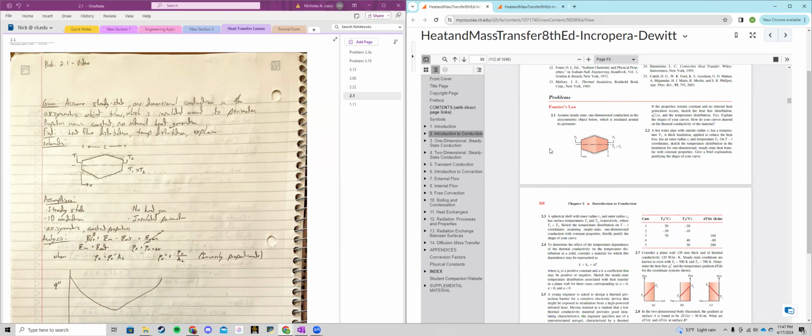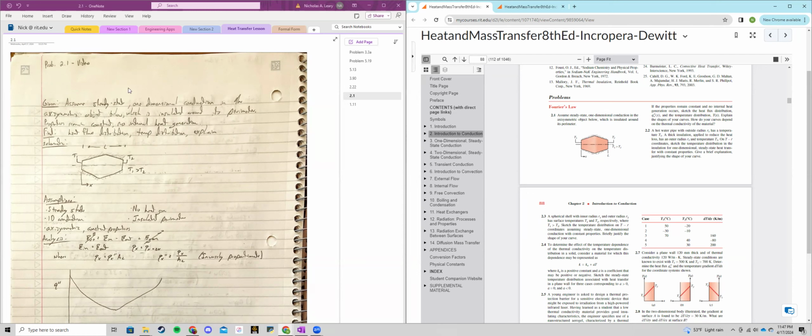So for our problem statement, it says we are assuming steady state one-dimensional conduction in the axisymmetric object below, which is insulated around its perimeter. If the properties remain constant and no internal heat generation occurs, we must sketch the heat flux distribution q_x double prime and the temperature distribution T(x). We must explain the shapes of our curves and then how our curves depend on the thermal conductivity of the material.